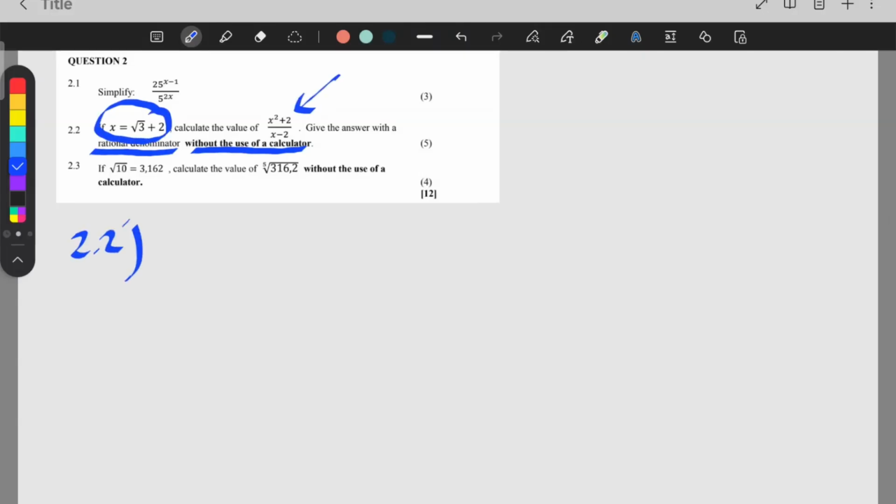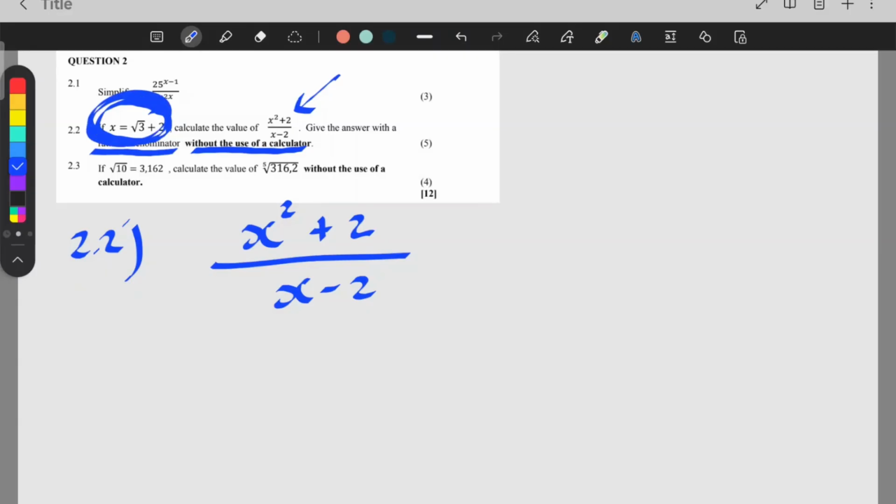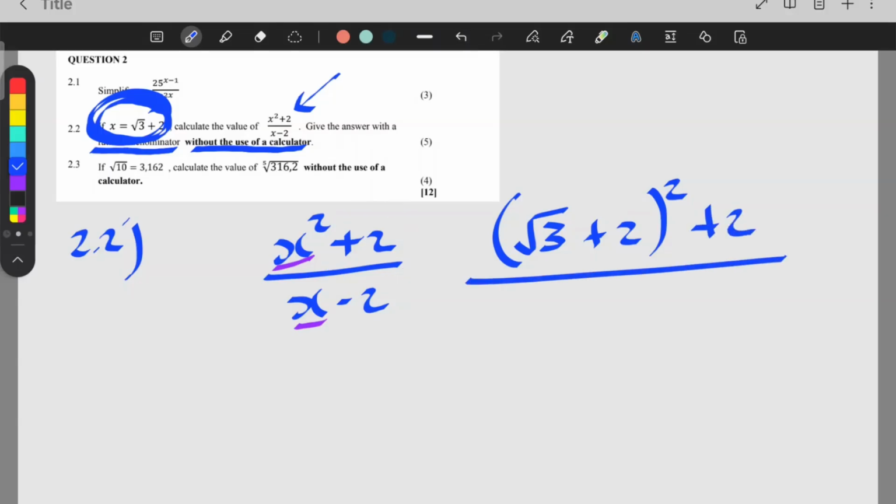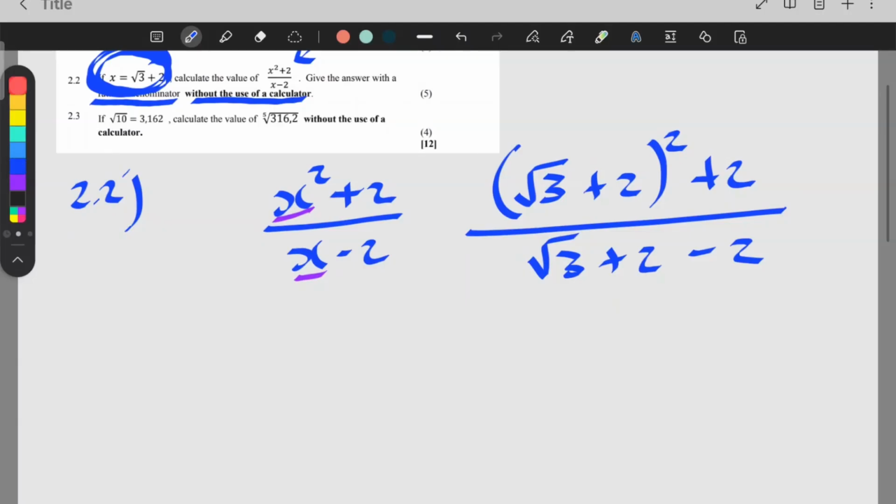So 2.2, let's write the question down. So it's this. Now, wherever there's an x, I'm going to replace it with this. There's an x and there's an x. So the first x over there becomes root 3 plus 2, but that x was squared, and then plus 2 over, there's an x, root 3 plus 2, and then there, minus 2. Okay, so subbing gives you a mark.